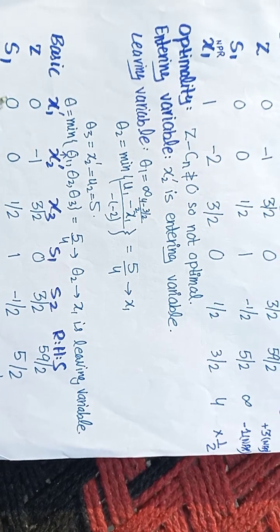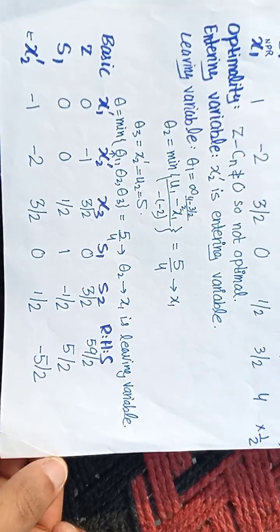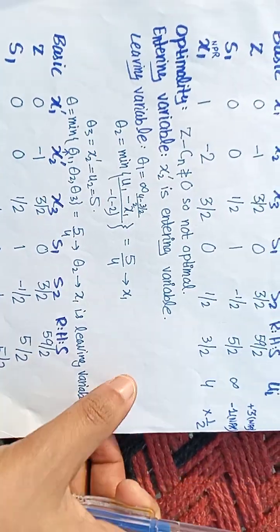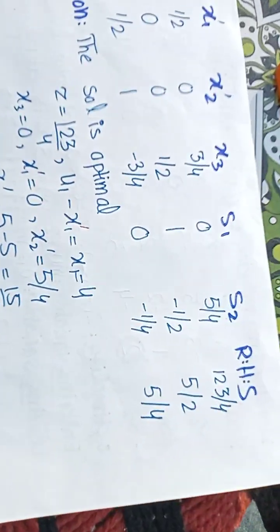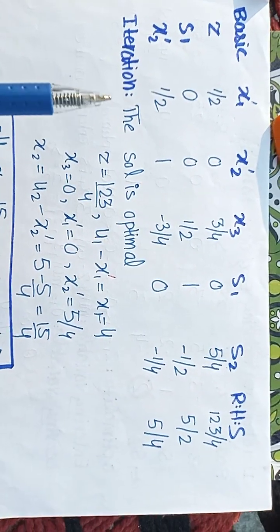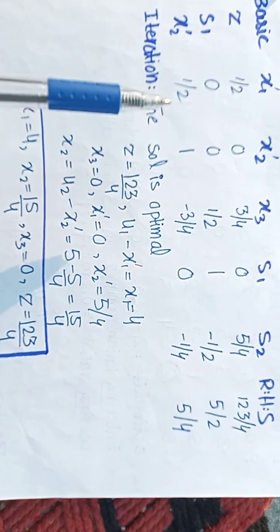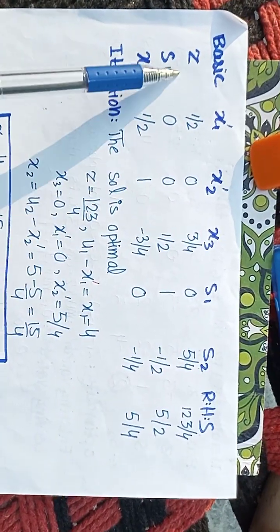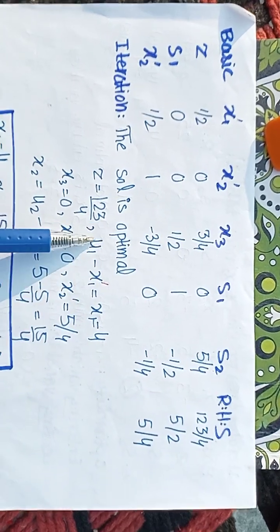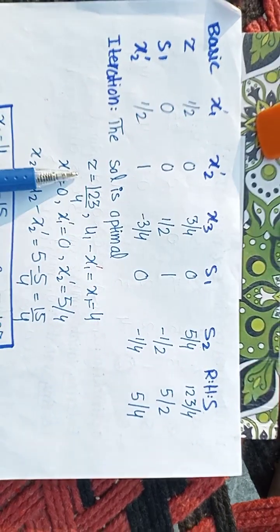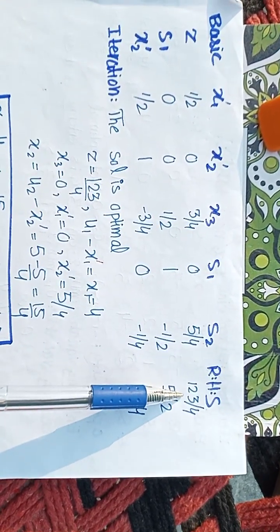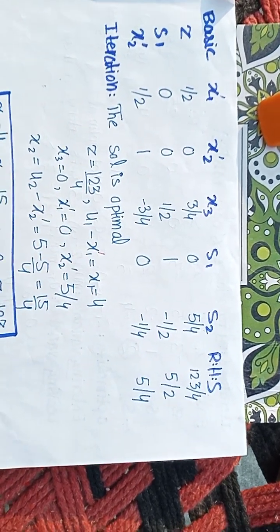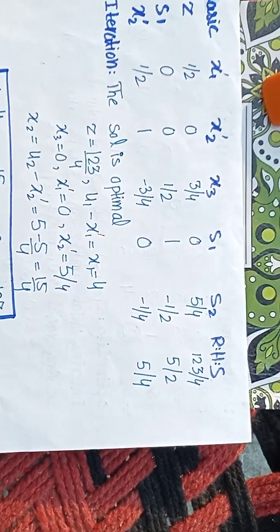x1 is leaving, and it is replaced. All operations are applied for the replacement. Then the solution is optimal. Okay, optimal: z equals 123 over 4, and x1 equals u1 minus x1 dash.